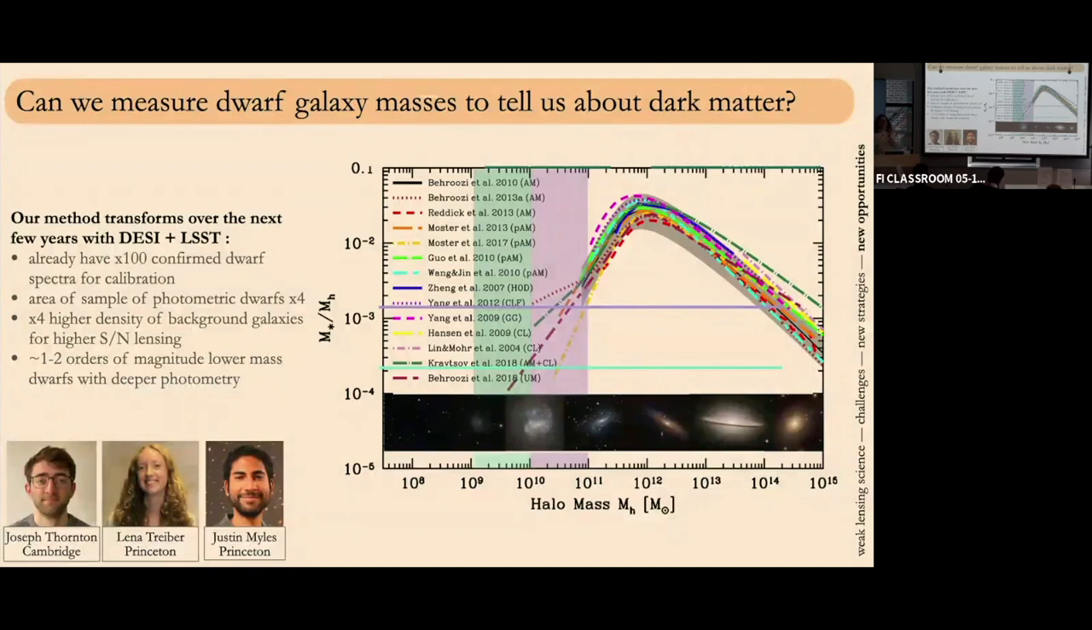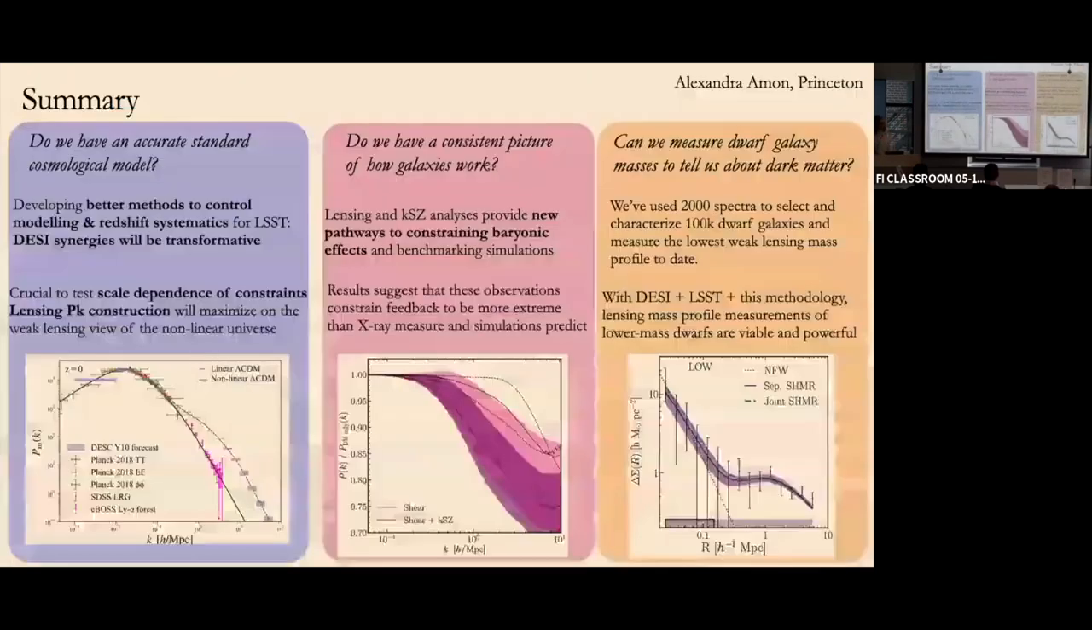With LSST, we're going to have a much larger sample of photometric data. So our area will grow by 4. Our number density will grow by 4. And with that deeper data, we'll be able to get even lower mass dwarfs, which are really baryon sensitive. And so we're really excited about the prospects of dwarf lensing going forward to constrain dark matter properties.